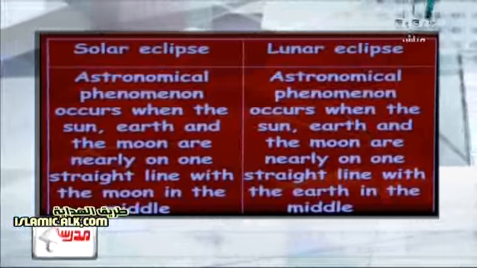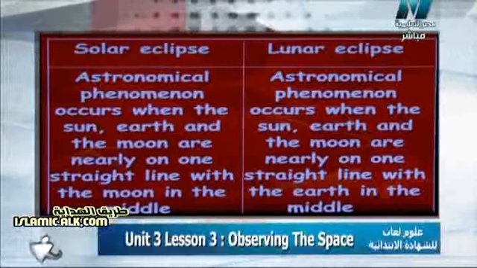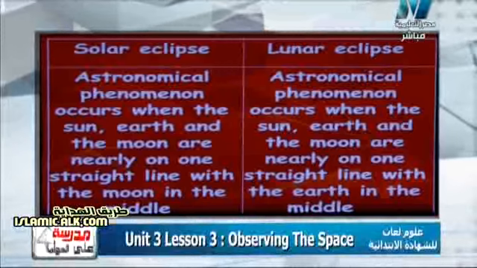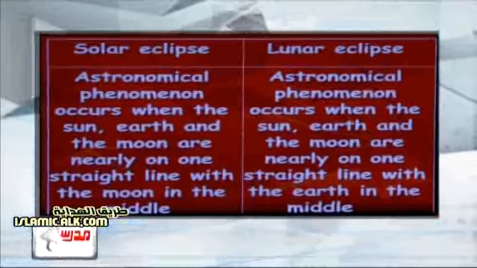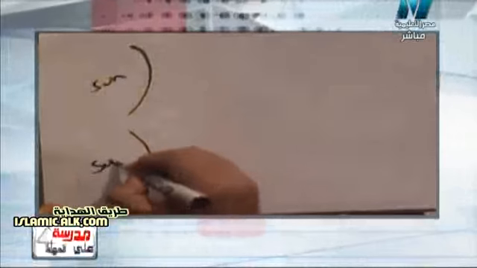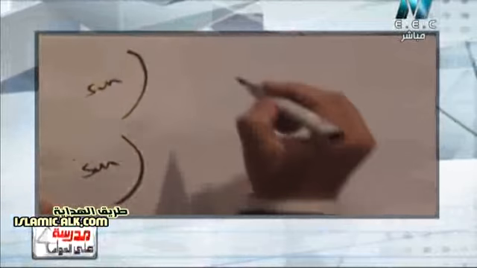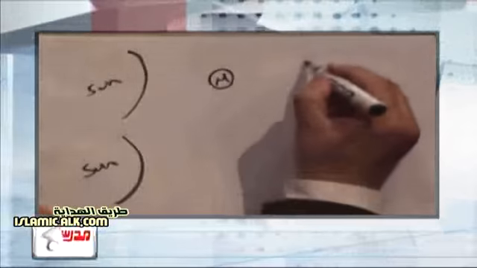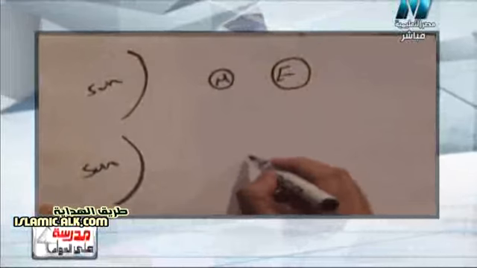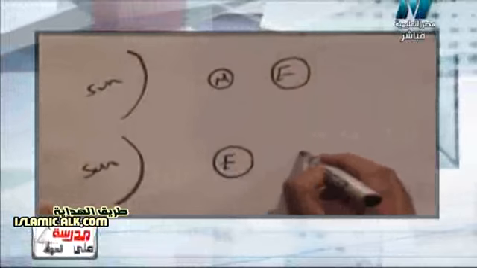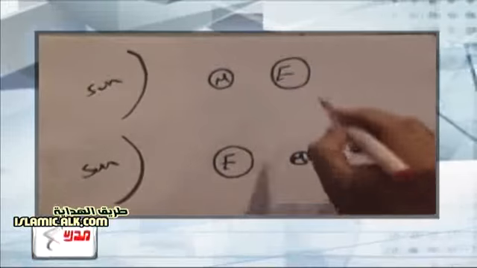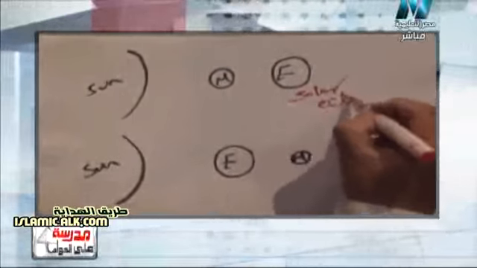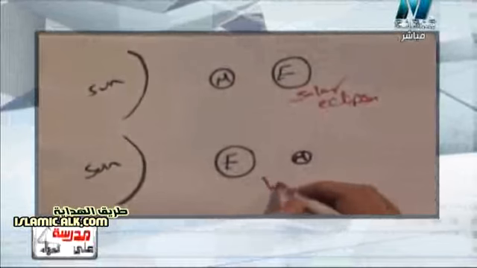So let me draw the difference between both those phenomena, between solar and lunar eclipse. Imagine that I have the Sun. Here is the Sun again, to draw solar and lunar eclipse. Here is the Moon in solar eclipse, and here is the Earth. But what about if the Earth comes in the middle and the Moon comes outside? It will be lunar eclipse. So here I have solar eclipse, and here I have lunar eclipse.